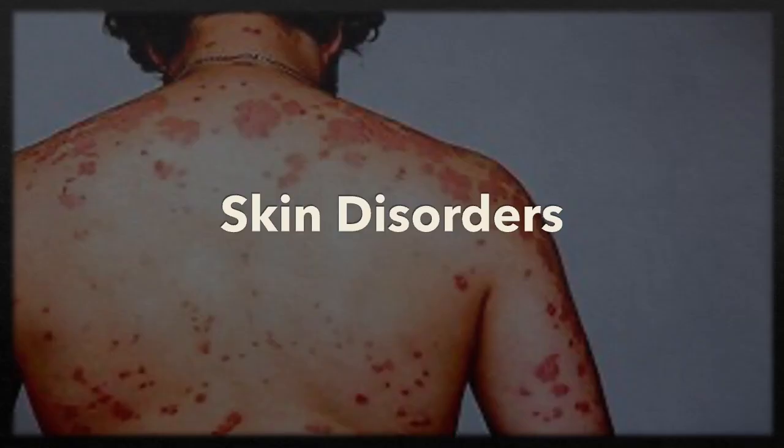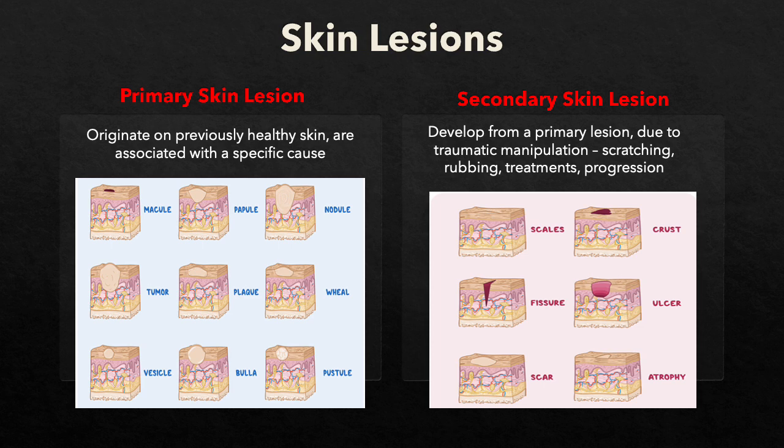Skin disorders. Skin lesions are of two types. Primary skin lesions, which originate on previously healthy skin, are associated with a specific cause. Secondary skin lesions, on the other hand, develop from a primary lesion due to traumatic manipulation, such as scratching, rubbing, treatments, or progression.